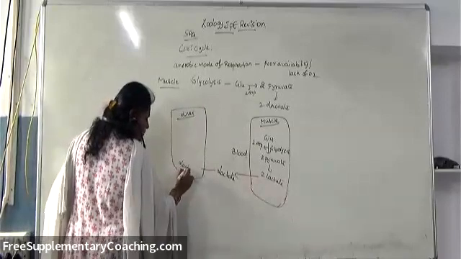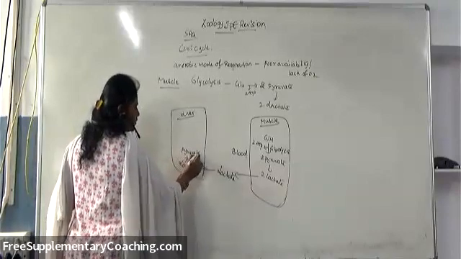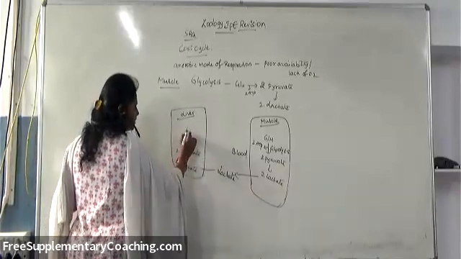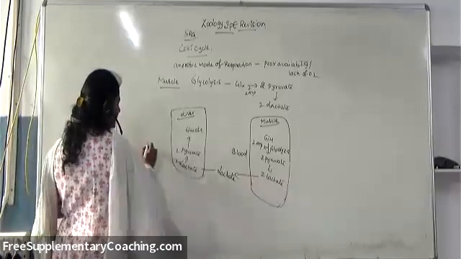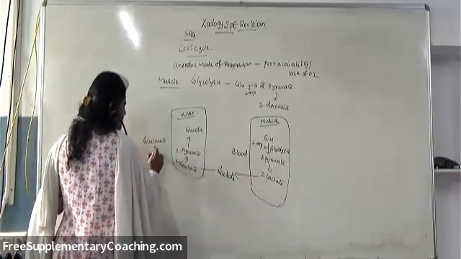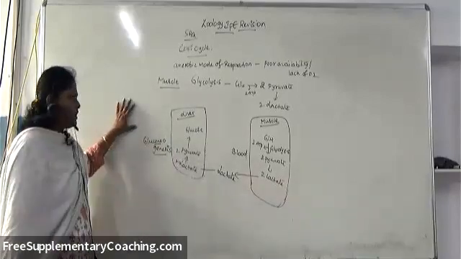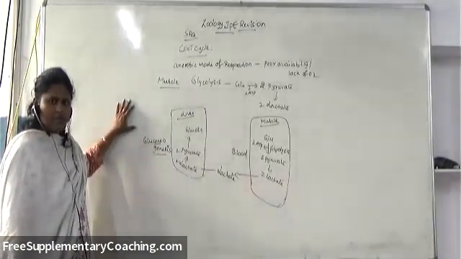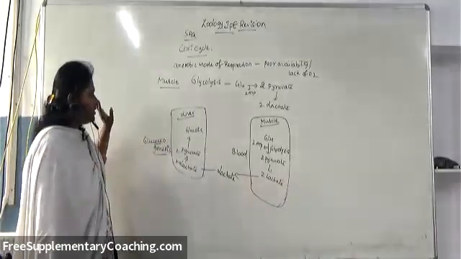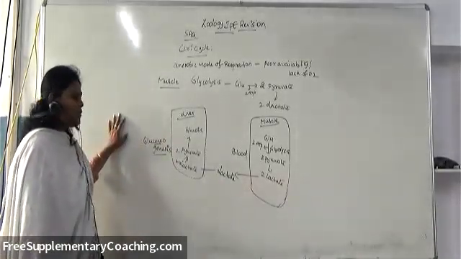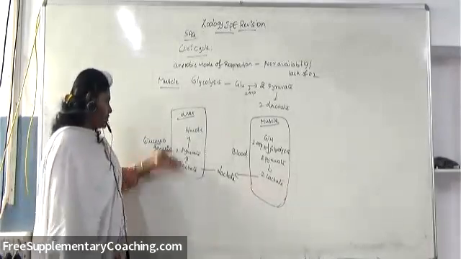Whatever lactate has entered is again converted back into pyruvate, where pyruvate again gets converted into glucose. It is something like gluconeogenesis. That is, formation of glucose from non-carbohydrate sources is called what? Gluconeogenesis. So that means lactate to pyruvate, pyruvate to glucose, which is the opposite of what occurs in the muscle. So here the backward pathway occurs.